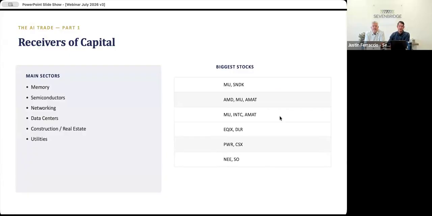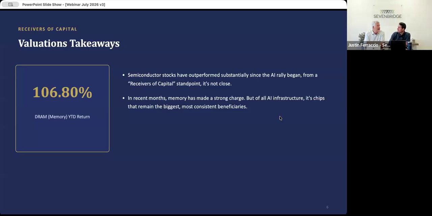And then I'll just quickly touch on the receivers of capital, right? These are going to be companies that are doing memory, semiconductors, data centers, construction, real estate, utilities. So that's companies like SanDisk, Applied Materials, Intel, Micron, Quanta, which is ticker PWR, NextEra, right? Again, these are companies that the Mag 7 are pouring money into to build infrastructure, build memory capacity, semiconductor capacity. I'll let you take it. I've been talking too much.